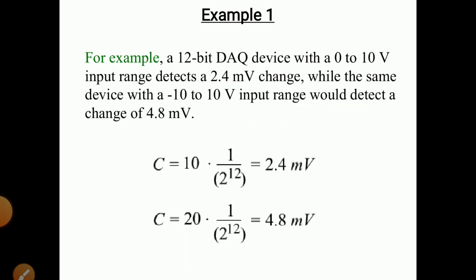You can check with the help of an example also. Let us take an example: a 12 bit data acquisition device with a 0 to 10 volt input range detects a 2.4 millivolt change, while the same device with a minus 10 volt to 10 volt input range would detect a change of 4.8 millivolts. The formula is here: 10, the voltage range, into 1 upon 2 raised to the number of bits. So 10 into 1 upon 2 raised to 12 is equal to 2.4 millivolts. And for the same, if we increase the voltage range, that is 20 into 1 upon 2 raised to 12, then our answer is 4.8 millivolts. Like this, we can find the change of voltage.